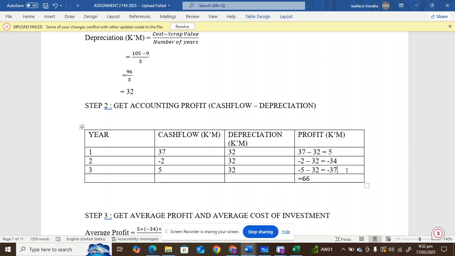After you get your accounting profits, just total them up first. So 5 plus negative 34 plus negative 37, we get negative 66. Any questions on step 2? Yes, sir.